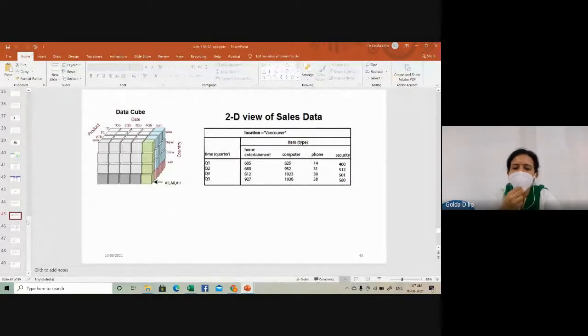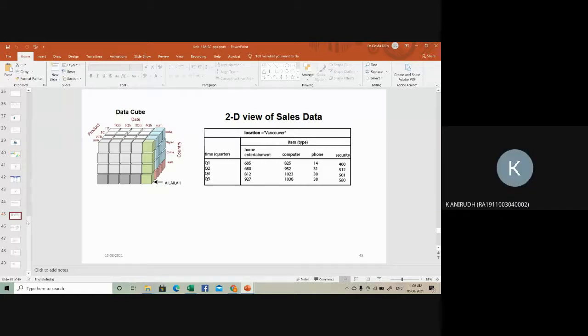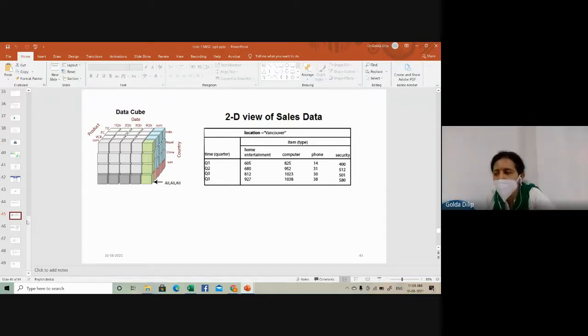Something new which you're hearing today? Anirudh, what is data cube all about? So, data cube. Yes, data cube. As per the diagram, it looks like a three-dimensional range. Yeah. What is it used for in our data mining and data warehousing?